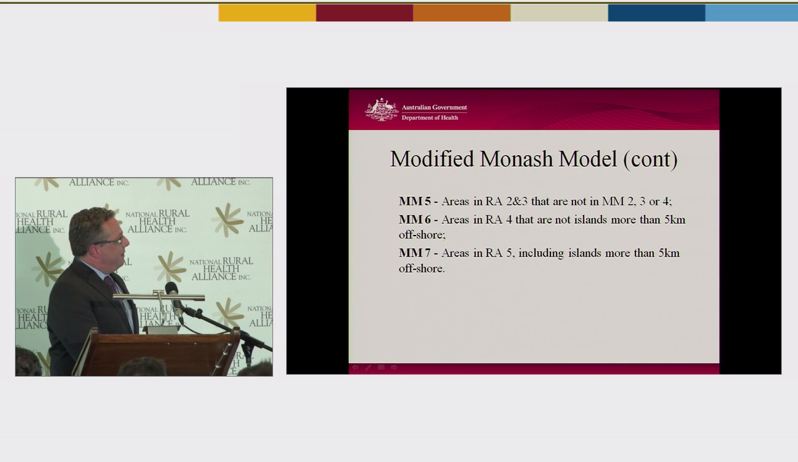And so then our last 3 categories is almost everything else. We have MM5, so that's going to be all those areas in RA2 and 3 that aren't near a big city. MM6 is basically RA4, MM7 is RA5.